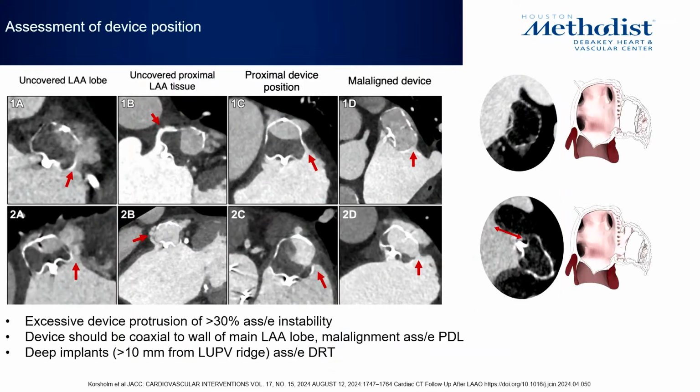Okay, so CT can also help with assessment of device position. So if you have uncovered lobes, or a proximal device position, excessive device protrusion of greater than 30% for the Watchman is associated with instability. Malposition of the device, similar to TEE, you want the device to be coaxial to the main left atrial appendage lobe, and off-axis implants are associated with peri-device leaks. Deeper implants, greater than 10 millimeters as measured from the tip of the left upper pulmonary vein ridge, are associated with increased risk of device-related thrombi.